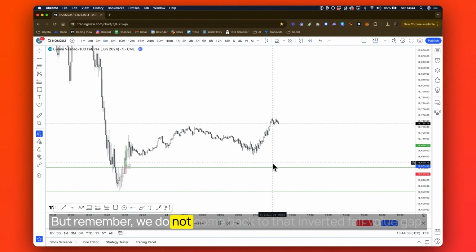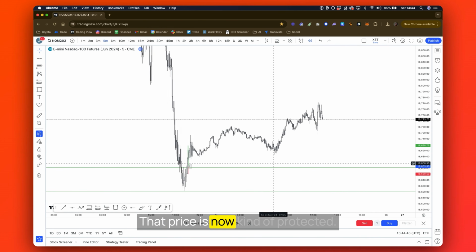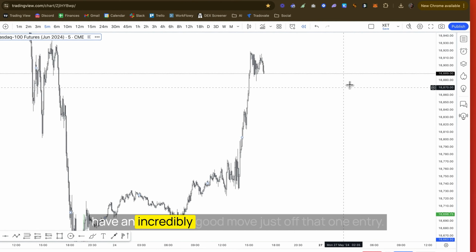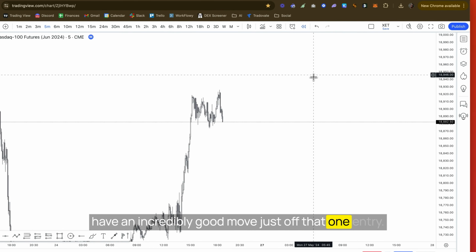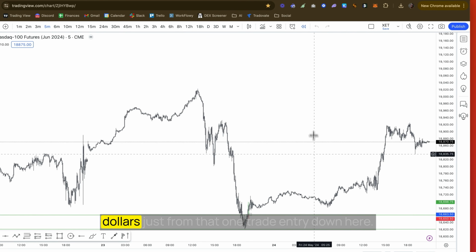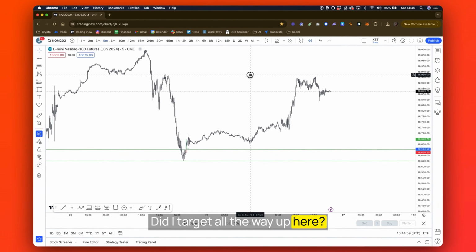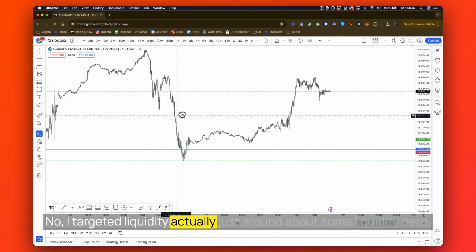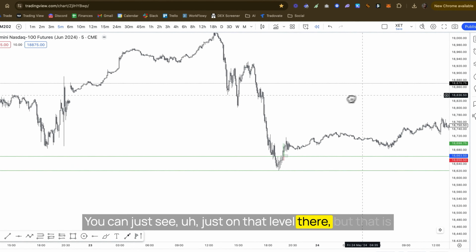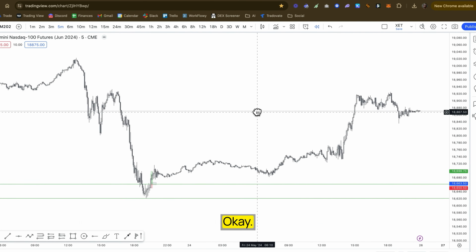But remember, we do not come back to that inverted fair value gap. That price is now kind of protected. And as market structure develops, you can see that we have an incredibly good move just off that one entry. And that's how I'm able to make thousands of dollars just from that one trade entry down here. Did I target all the way up here? No. I targeted liquidity just around some liquidity here. You can just see on that level there. But that is pretty much my entry model on using fair value gaps.